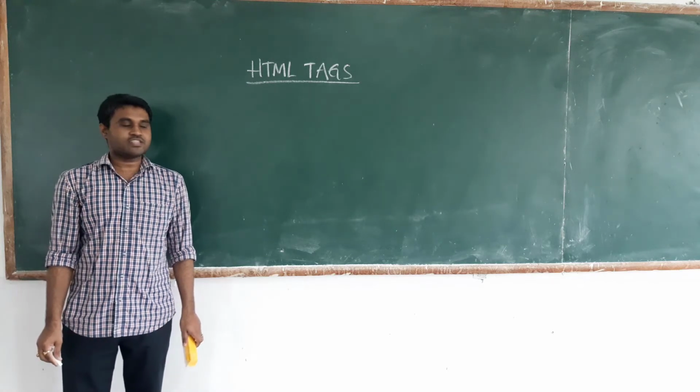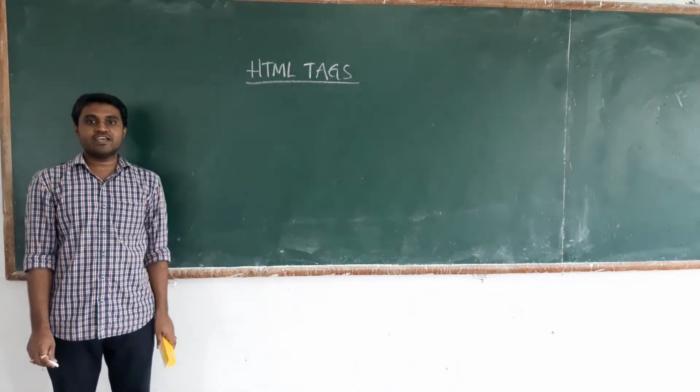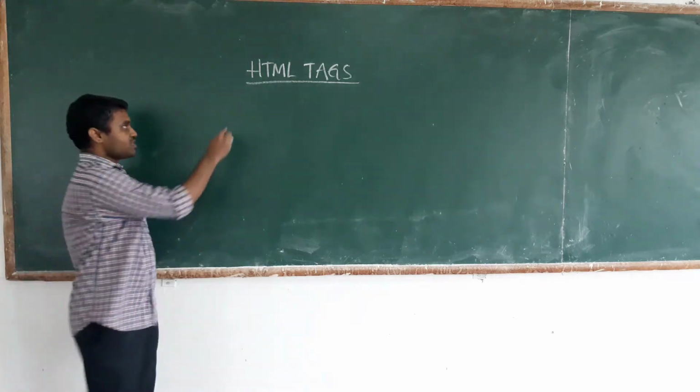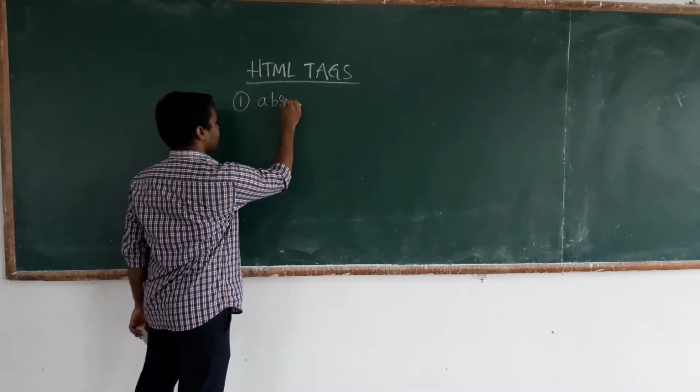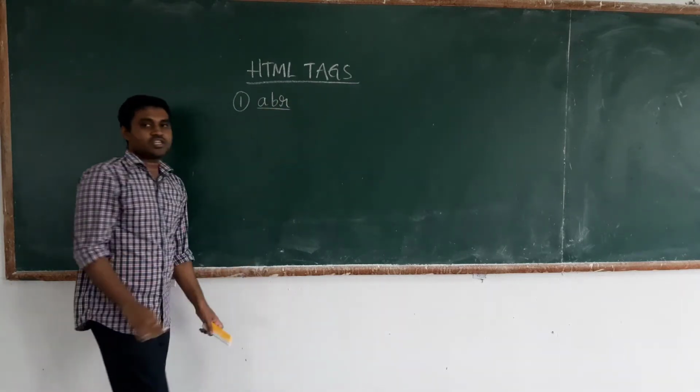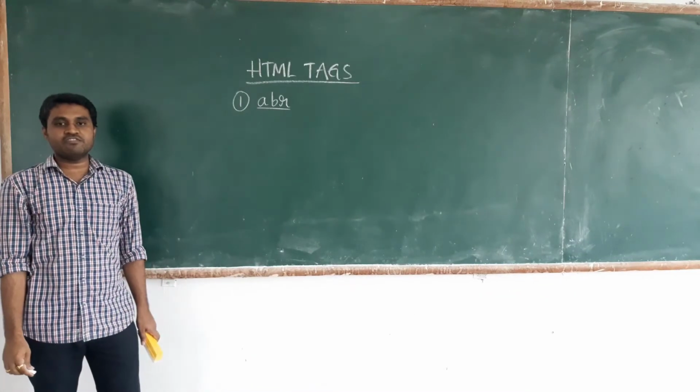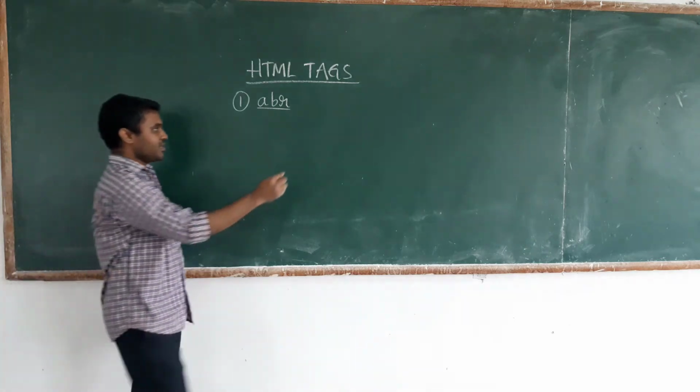In this class, we will discuss the basic HTML tags. So the first one, I will discuss a tag called ABBR. This tag is used to define abbreviated text. We will see one simple example.